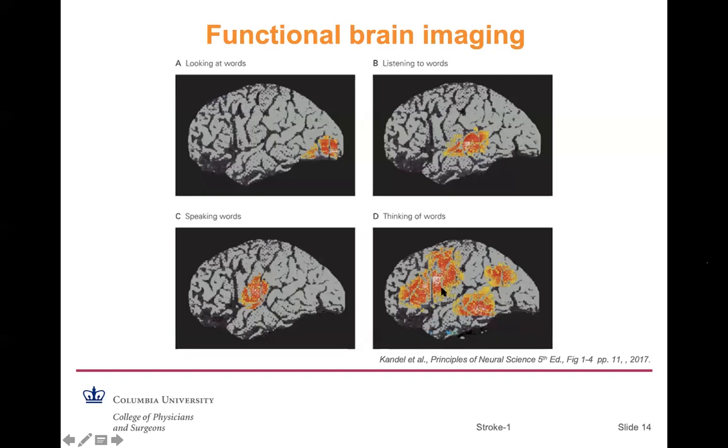When you tell the individual to think about words, not only does the comprehension area light up, and the production areas also light up, but the areas involved in planning and execution, as well as some of your prefrontal cortex, also light up as these regions in the brain are being activated while you are thinking about words.